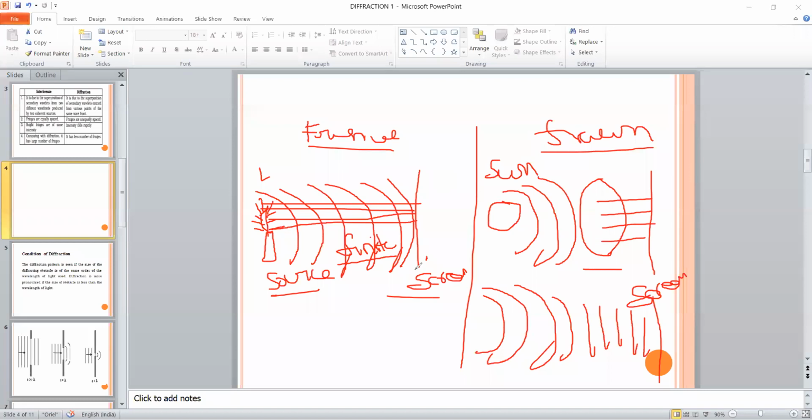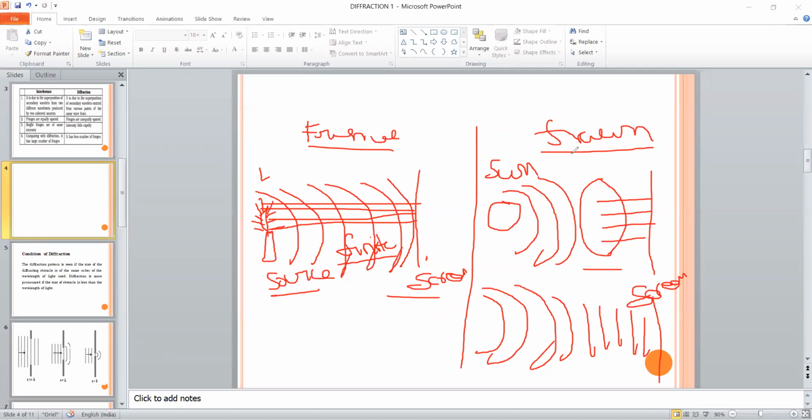So this is the screen. That means the source and screen are at a finite distance. Whatever the wavefronts emitted by the light, that is in a spherical shape, even though they move from candle to screen, still on the screen, they are incident in the shape of a spherical wavefront. And here, source and screen are at a finite distance, so we do not use a lens here.